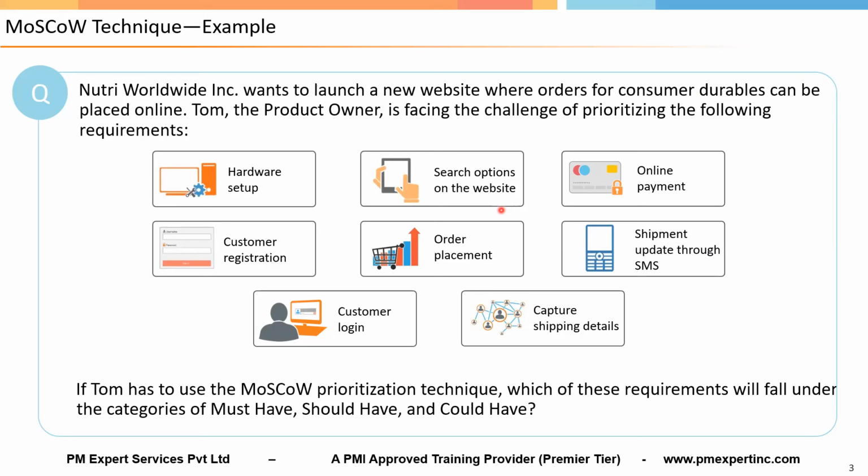Now, you have to categorize them into must have, should have, could have, and won't have. I'll give you 3 minutes. You have to do it yourself. If you think from today's perspective, I think all of them are must have. So while prioritizing, please assume that we are in the year 2006 or 7. You have to do it on your own and then we'll discuss.